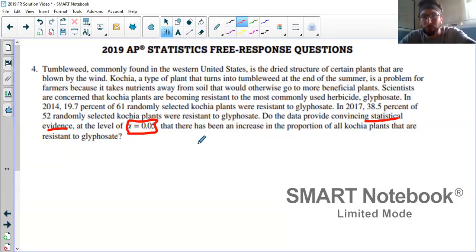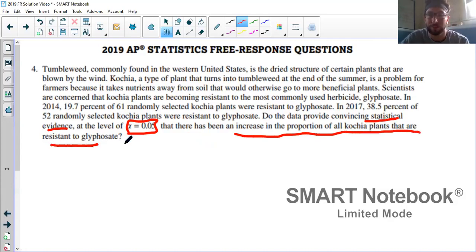So now I'm going to go back and reread this context and think about what I need, knowing that I'm going to be conducting a hypothesis test. So we want to know if there's convincing statistical evidence that there's been an increase in the proportion of all cochea, I don't know, plants that are resistant to glyphosate. This is not a good problem to choose to try to make myself sound smart on the internet. But anyways, we're going to have context that we're not familiar with on the exam, so I'll pretend I did that on purpose, when really I should have looked up both those words prior to this video.